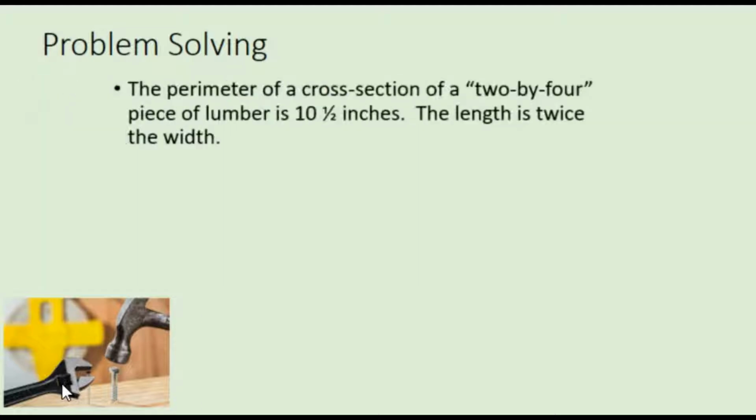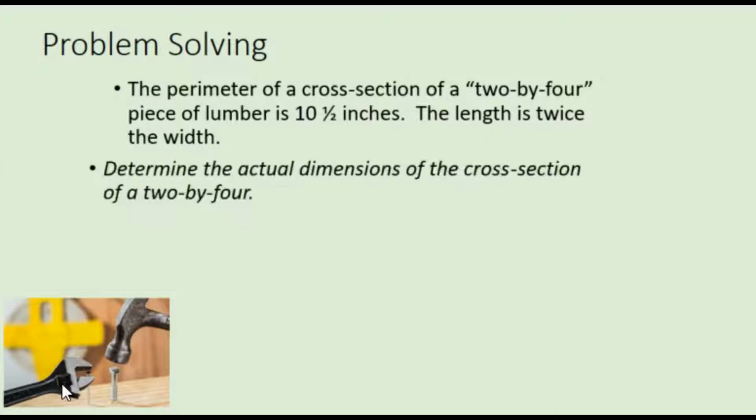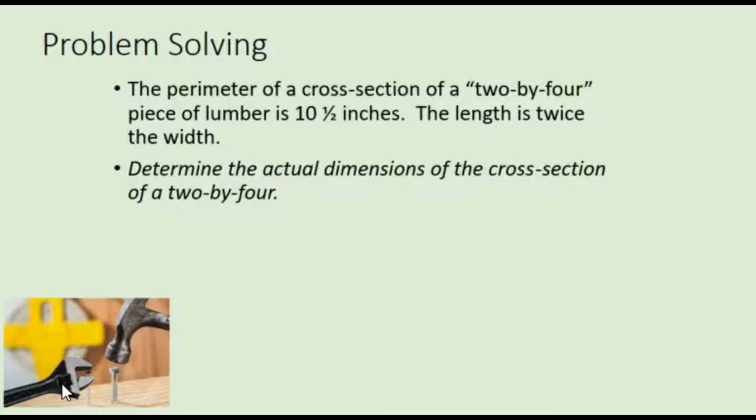to solve. The perimeter of a cross-section of a 2x4 piece of lumber is 10 1/2 inches. The length is twice the width. Determine the actual dimensions of the cross-section of a 2x4.